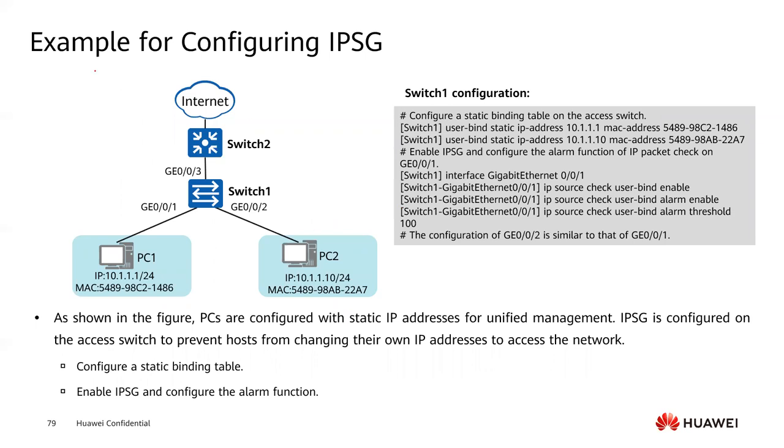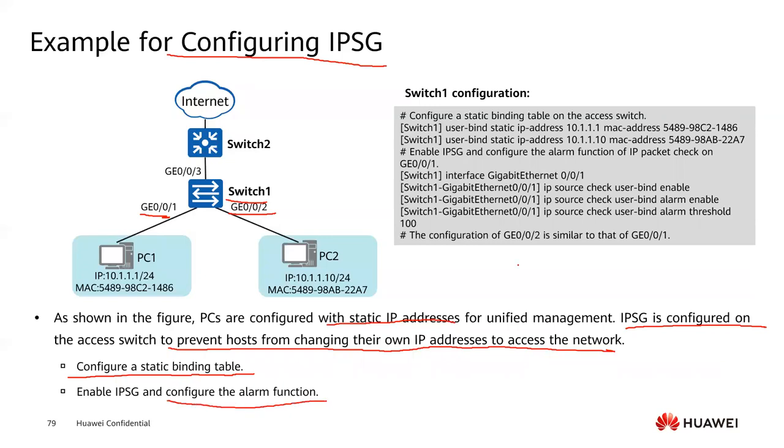Now let's look at the example for configuring IPSG. We have the switch, and we have the IP address and the MAC address. As shown in the figure, PCs are configured with static IP addresses for unified management. IPSG is configured on the access switch to prevent hosts from changing their own IP address to access the network. Configure the static binding table. It means in this port and this port, you need to configure the static binding entry, and you need to enable IPSG and configure the alarm function.